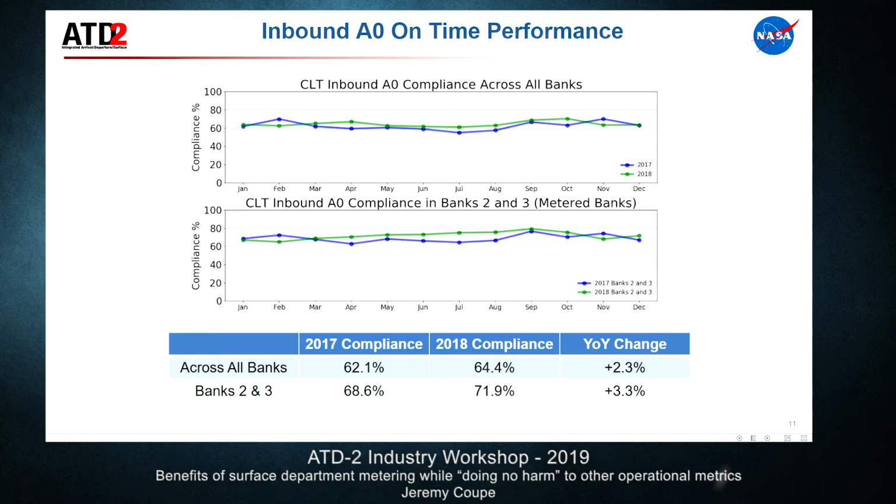The idea is that if we were creating unnecessary amounts of gate conflicts, or complexity and congestion in the ramp that is having a negative impact, then our on-time performance for those arrivals into Charlotte would show some type of degraded performance. What we see here is that if we again do this year-over-year comparison, across all banks we actually see an improvement in the on-time performance for those arrivals into Charlotte. And when we focus specifically on banks 2 and banks 3 that are metered, we see an improvement as well, which is that across all banks, we're seeing a 2.3% positive year-over-year change to that inbound arrival on-time performance.